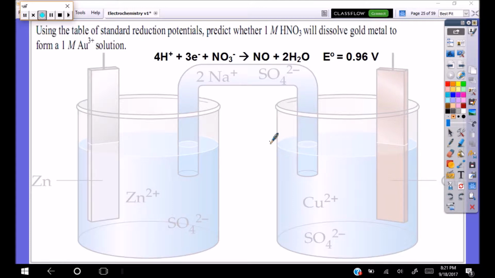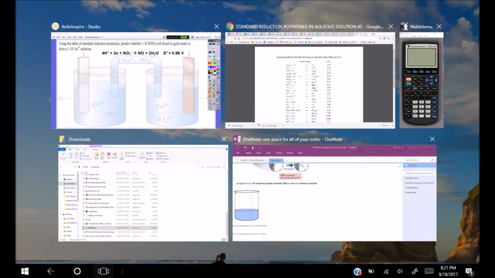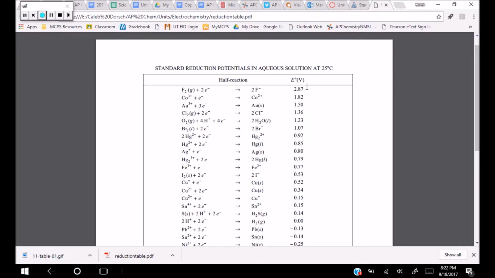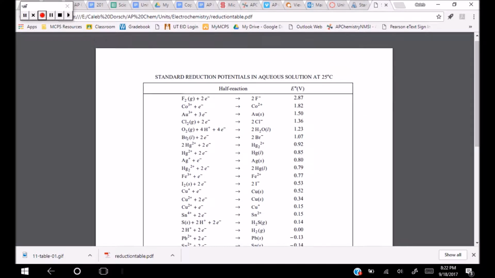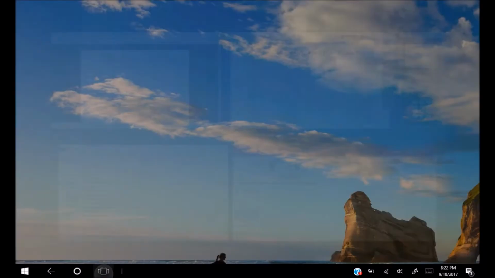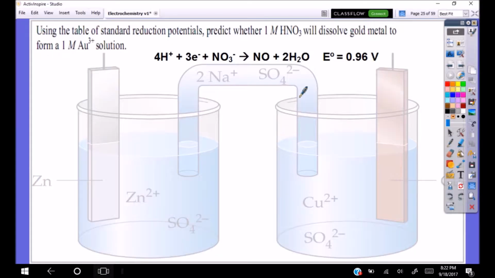So I took the liberty of already looking up one of the half reactions. It's not one that you would find on your table. So we have 4H plus, 3 electrons, plus the nitrate ion gives us NO plus 2 waters, and that has a positive potential of 0.96 volts. The other one we need is the process of gold becoming gold 3+. Let's go back to our reduction potential. It's actually this third one here. It says Au3 plus 3 electrons gives us gold, and it has a cell potential of 1.50. So we write that here.